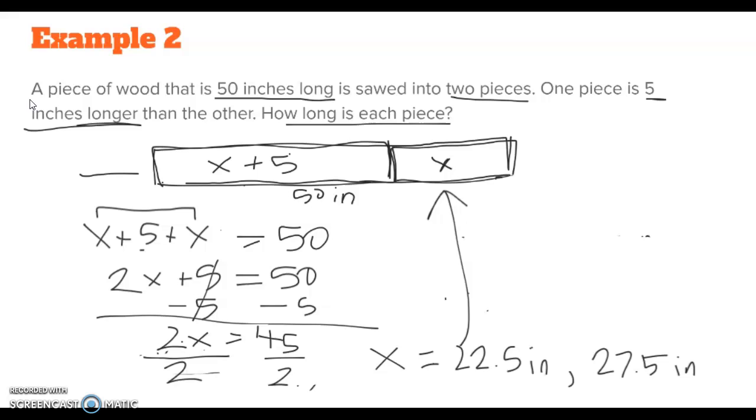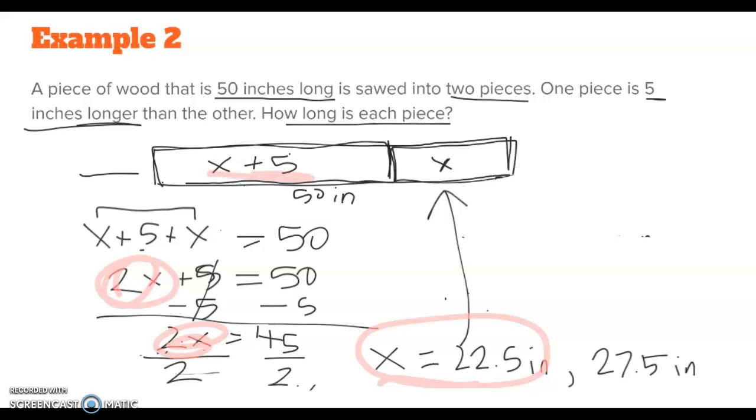I don't know why this isn't recording quite right, but I subtracted 5 from both sides so that I could get one of my x terms right here to be all by itself, which left me with 2x equals 45. And then, since these are multiplying right here, I divided both sides by 2 and got 22.5 for x. That's the shorter leg, this length of wood.